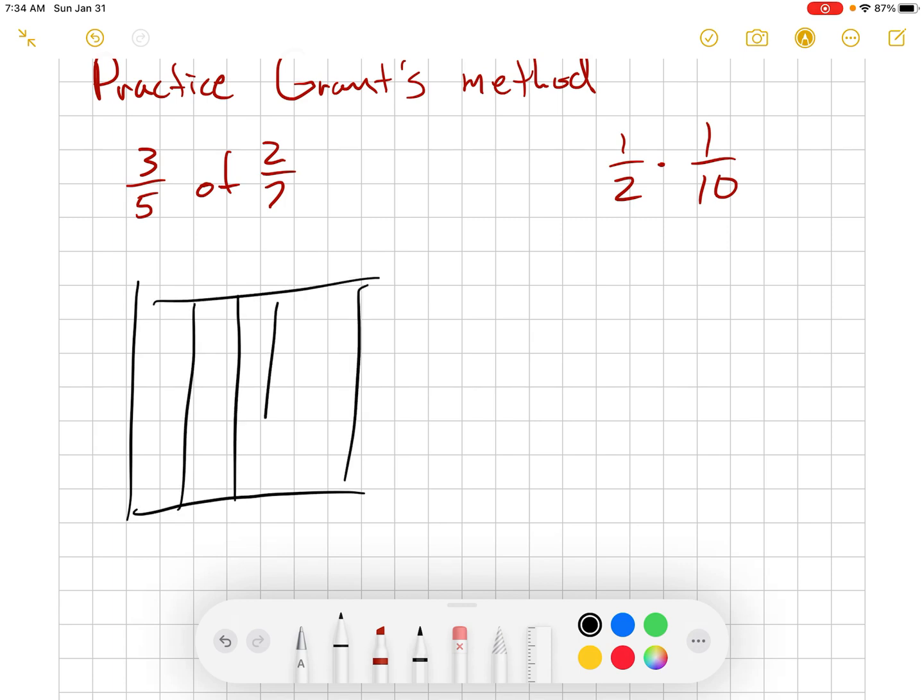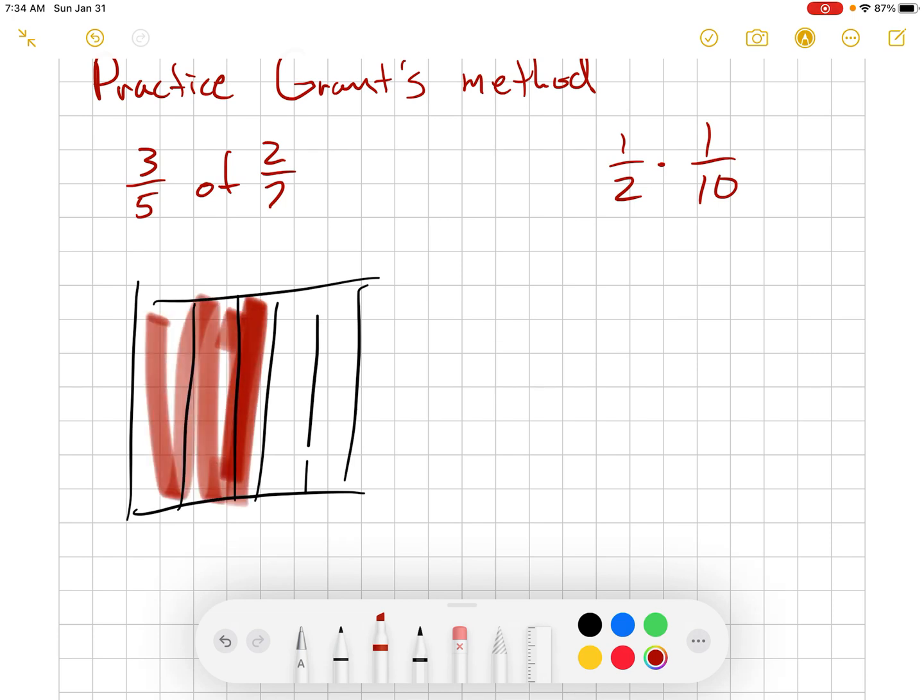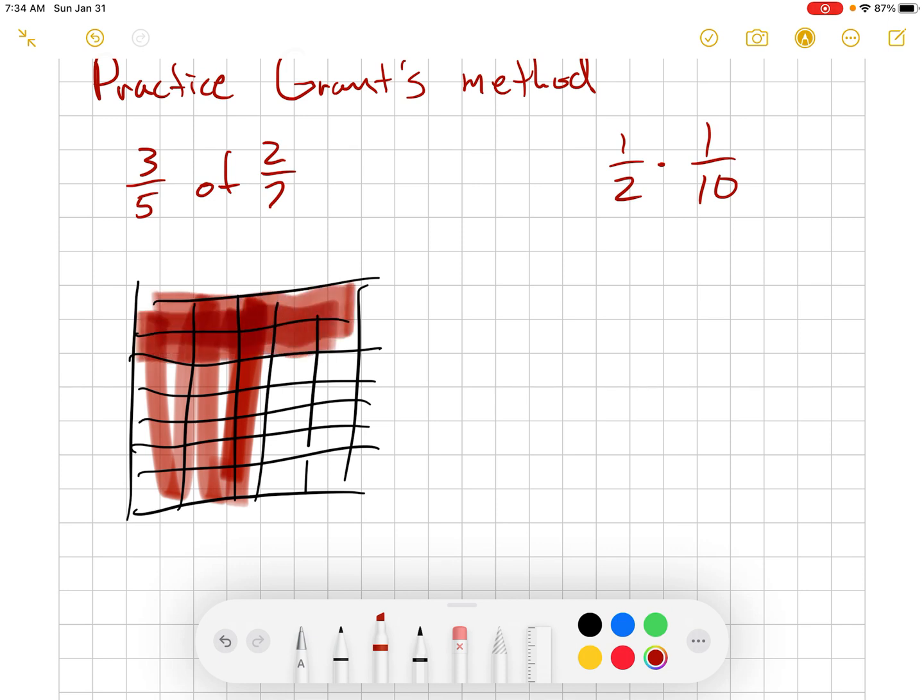1, 2, 3, 4, 5. So 3/5 is 1, 2, 3. And then 2/7 is 1, 2, 3, 4, 5, 6, 7. And we do, in this case, 2/7, 1, 2. And how many are shaded? 1, 2, 3, 4. Whoops, 5. And I missed those. 5, 6, right? So this is 6ths. 6 out of how many? Well, we could count all those. That is a 5 by 7, so 35, right?